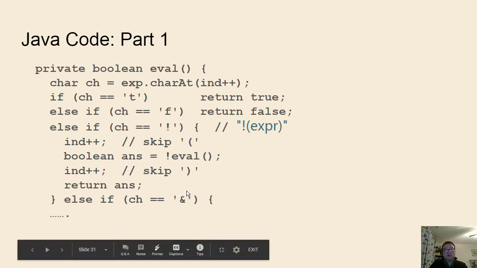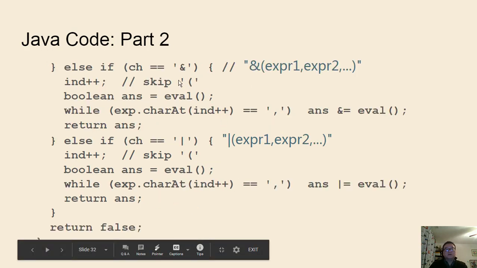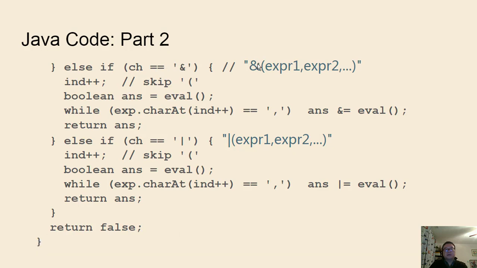The rest of the code handles and and or. When it's and, this is what we expect to see. We first skip the open parenthesis, and then we evaluate an expression. So we consume one expression. Then the next one would be either a comma or a close parenthesis. So I will read the next one. If it is a comma, then I know there should be another expression, and the result should be ANDed with the answer. So that's my code.